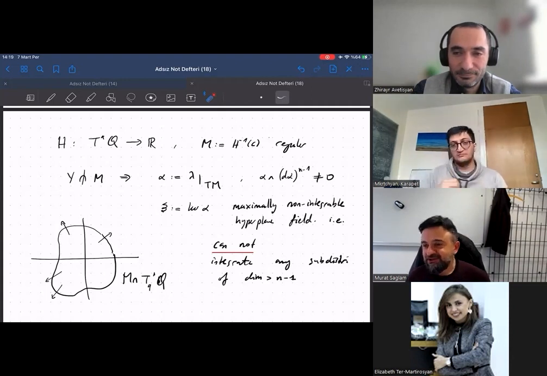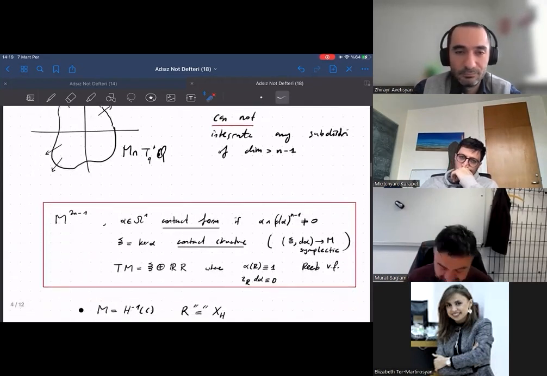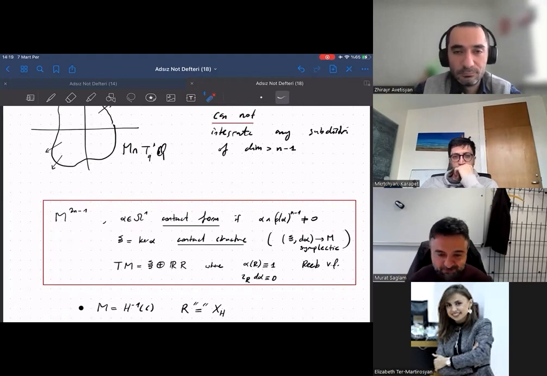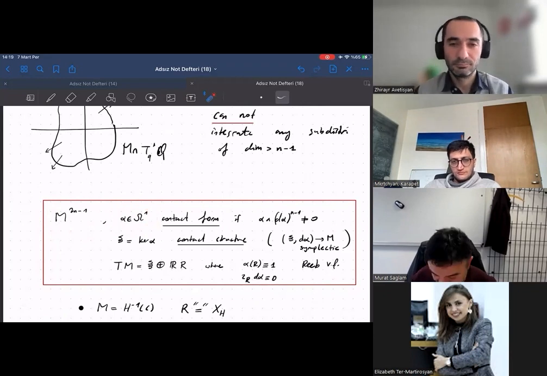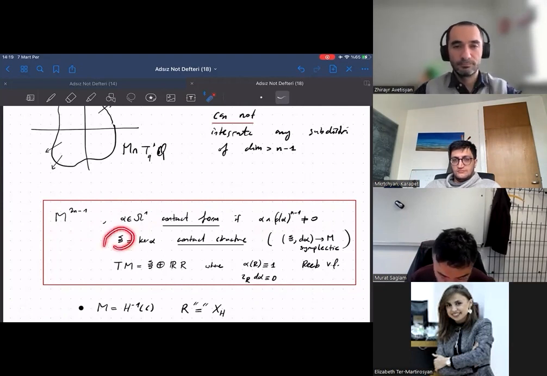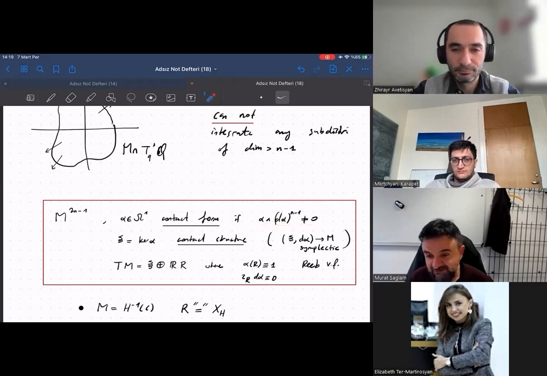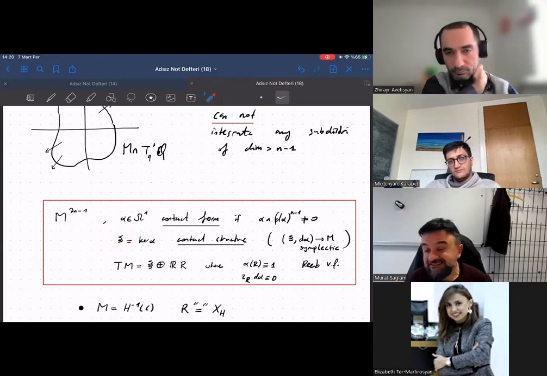And having such a maximally non-integrable distribution becomes mathematically interesting. So you say, let me define a new structure on an odd-dimensional manifold. Keep in mind this example of the regular energy level, but now an odd-dimensional manifold of dimension 2n minus 1. I would say a 1-form alpha is a contact form if it satisfies this non-degeneracy condition that I saw in the example. Then the kernel of this alpha, which by this condition is non-singular, is of dimension 2n minus 2. It's a hyperplane distribution, and I call this hyperplane distribution a contact structure.